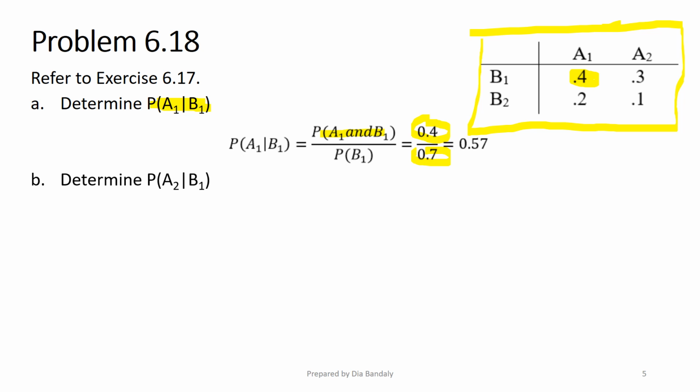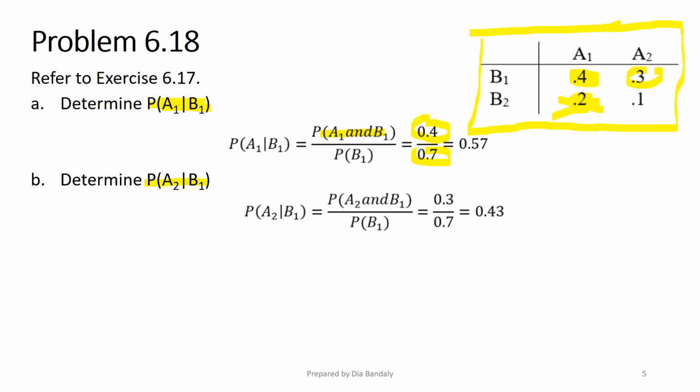B, determine P of A2 given B1. All right, P of A2 given B1. Again, the same principle. We go and find the intersection, or their joint probability, P of A2 and B1. Sorry, it's not this one, that's wrong. I'm talking about this one, P of A2 and B1. So that's 0.3, and this is what we put here, divided again by P of B1, similar to this one, right? So it's 0.43.